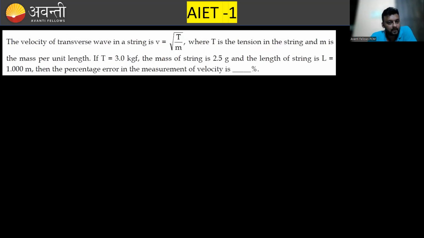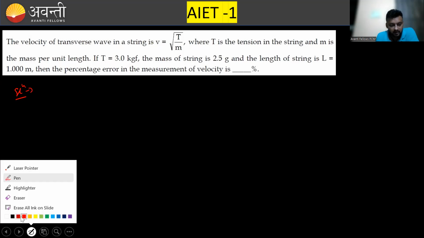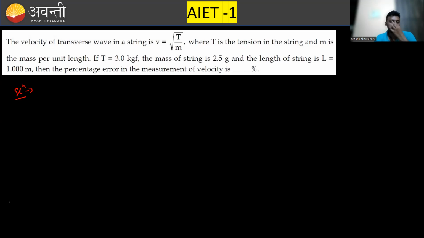Okay. This is again a conceptual question. You will learn something new. If you have omitted this chapter during the classes, then by solving this many questions, you will be able to understand the concept. Okay, so they are saying the velocity of a transverse wave. You shouldn't concern yourself about the terms here. What is transverse wave? What is string? Velocity is given as root T by m.